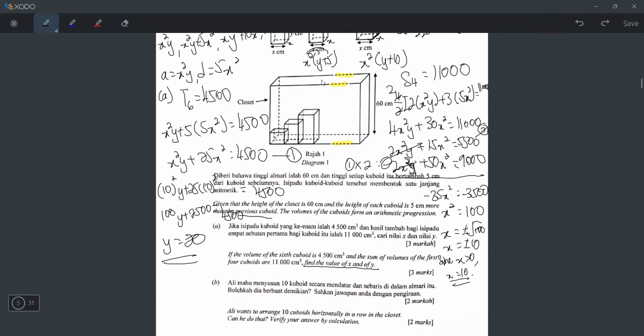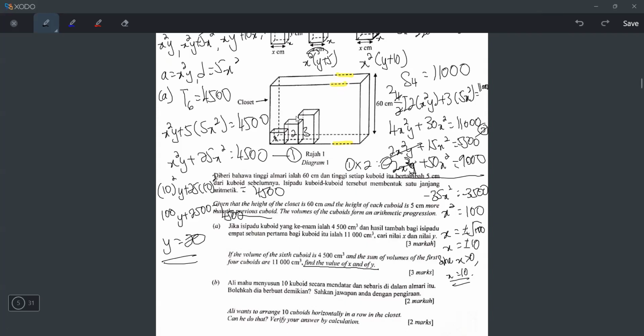Actually, we never use this diagram in A. Yeah, we never use this diagram, in question A. So it means we will be referring to this diagram in question B, because this is the final question, right? For this part, Ali wants to arrange 10 cuboids horizontally like this, like the first cuboid, and then 2, and then 3, and then it keeps going until the 10th cuboid. They want to arrange horizontally, so it keeps going, in a row. Can he do that? Verify your answer by calculation.